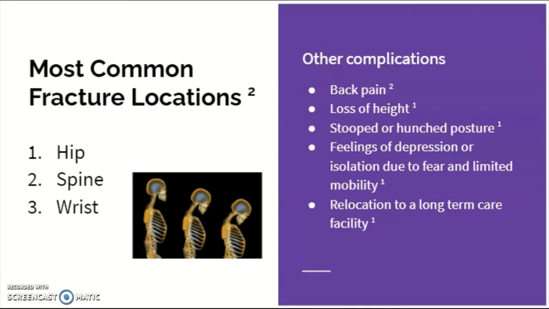Other complications include back pain, which is a very common presenting first symptom if it's not a fracture, loss of height, stooped or hunched posture, which we've learned is called Dowager's hump, feelings of depression or isolation due to fear and limited mobility, and relocation to a long-term care facility.